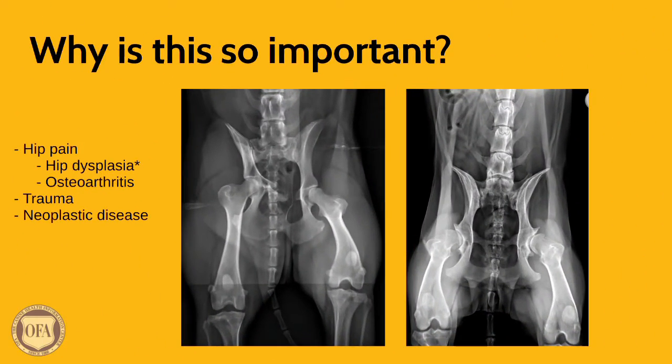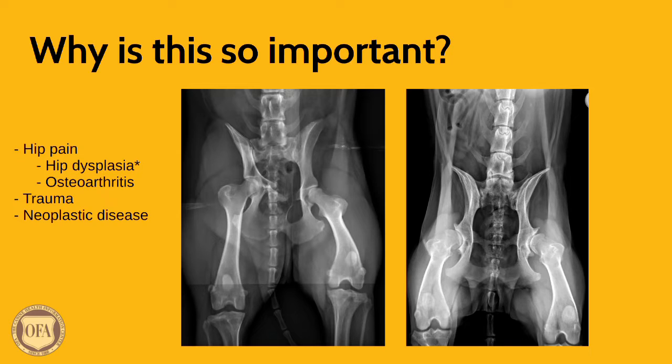So, why are radiographs so important? Radiographs of the hips, in particular, are useful for a variety of different reasons, ranging from trauma to evaluation of hip pain or difficulty rising. Without proper positioning, the likelihood of missing a lesion or diagnosis increases. With poor positioning, dogs that may have normal hips can be misdiagnosed with hip dysplasia, as they may demonstrate similar attributes such as decreased coverage of the femoral heads or an abnormal appearance of the femoral necks.